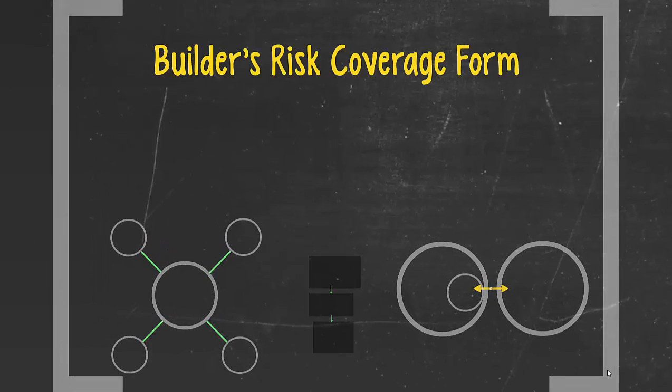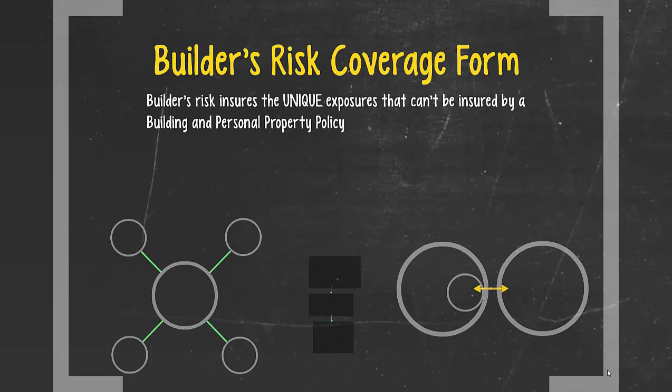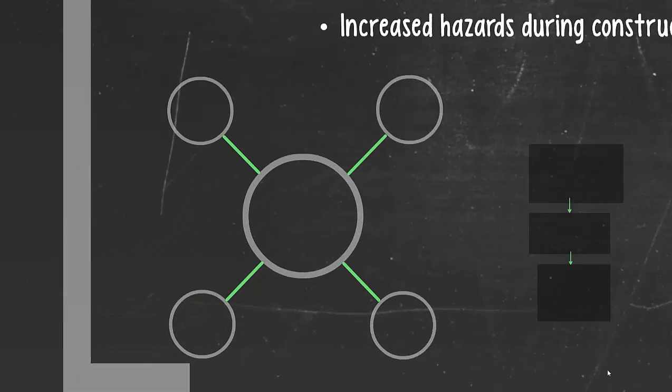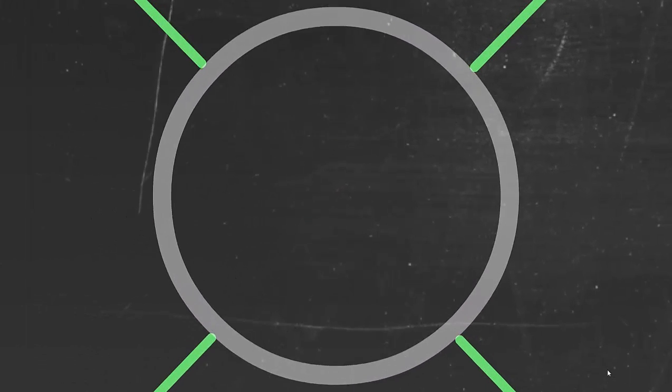Now let's switch gears and talk about the Builder's Risk Coverage Form. The Builder's Risk Form insures the unique exposures that can't be insured by a building and personal property policy. When property is being built, the property value increases over time, and there are a variety of interests involved. Additionally, there are increased hazards during construction. So for all of these reasons, a building and personal property form is usually not sufficient to insure the exposures associated with builder's risk. So let's look at builder's risk coverages.